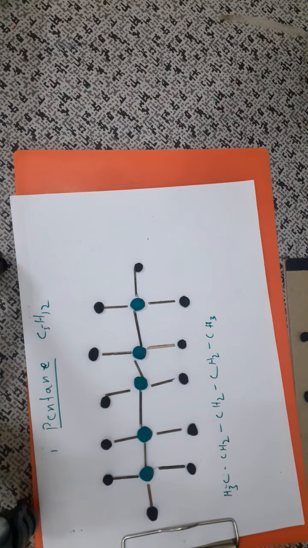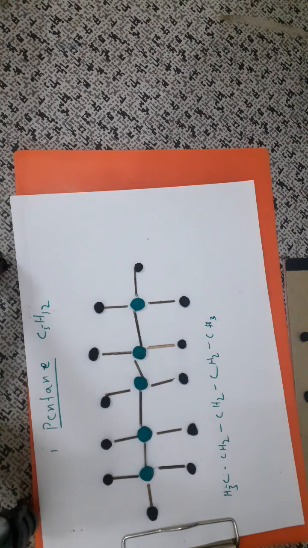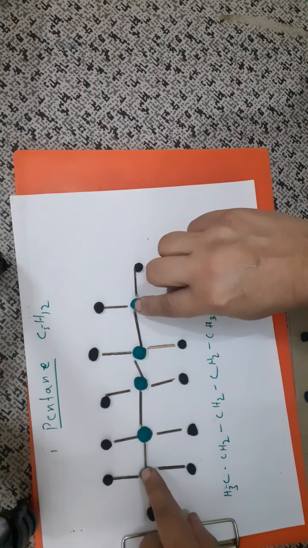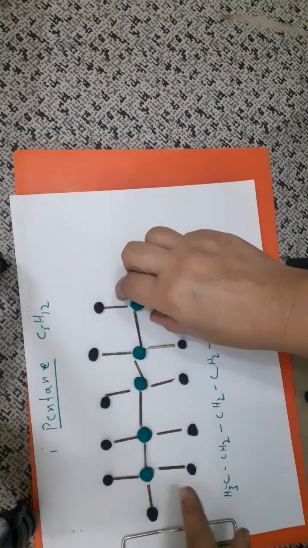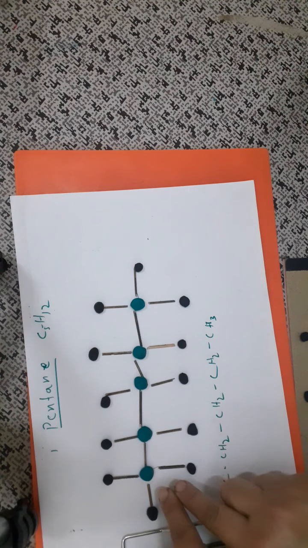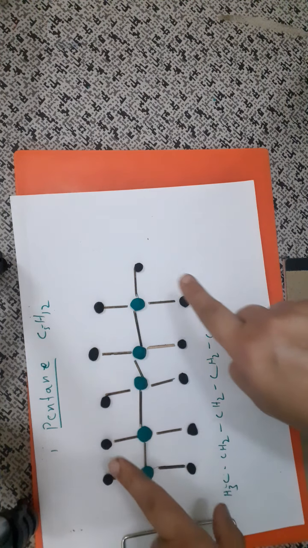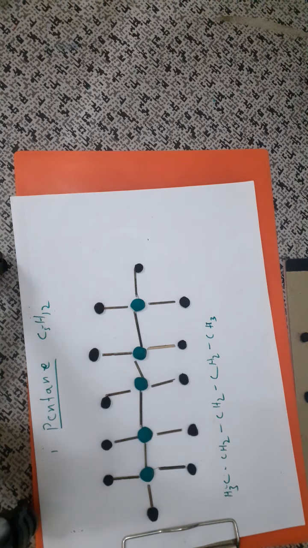But I wanted to construct a closed pentane. So what will I do? I will make the two ends of the carbon meet each other. So I will remove it from here and link it to this carbon. So thereby what will happen? A closed pentane structure will be formed, which is called cyclopentane.